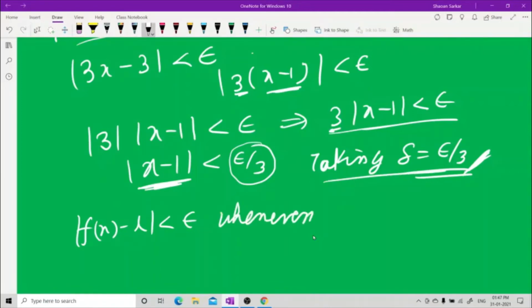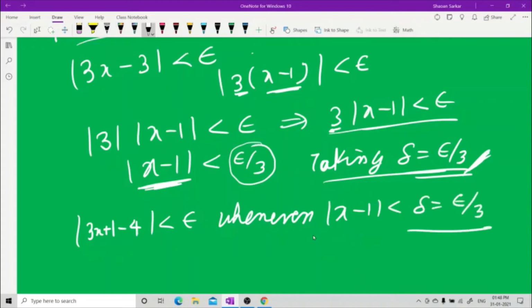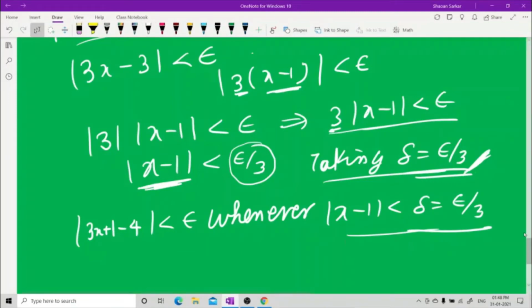Let me write this fully here. |3x plus 1 minus 4| is less than epsilon whenever |x minus 1| is less than delta equal to epsilon by 3. This is the way you have to write, with the word whenever. I'll do one or two more questions on this so that you are aware of how to get over it.